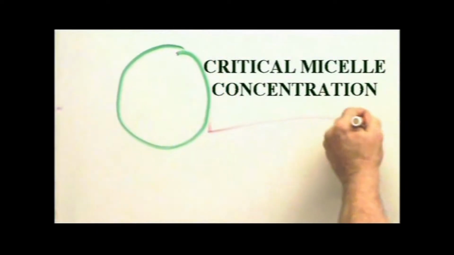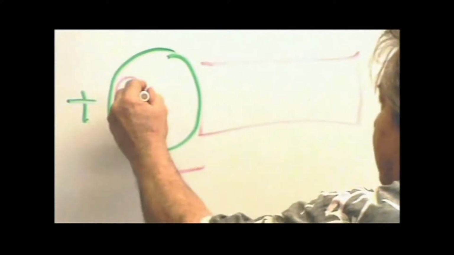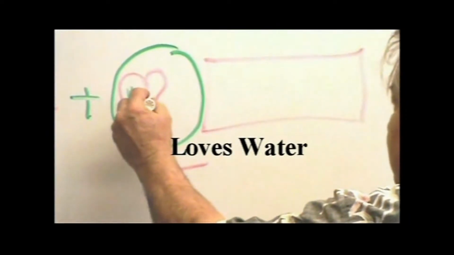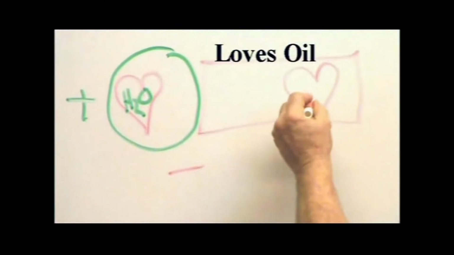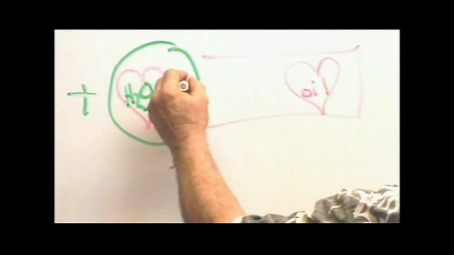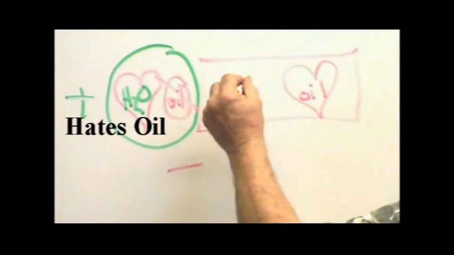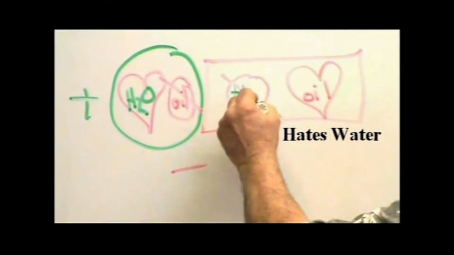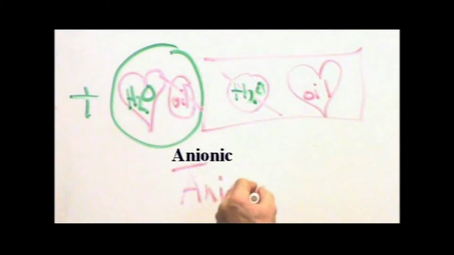Understanding critical micelle concentration when cleaning with detergents. The detergent molecule has two ends. One end loves water and hates oil. The other end loves oil and hates water. The negative charge at the interface of the two ends makes this an anionic surfactant.